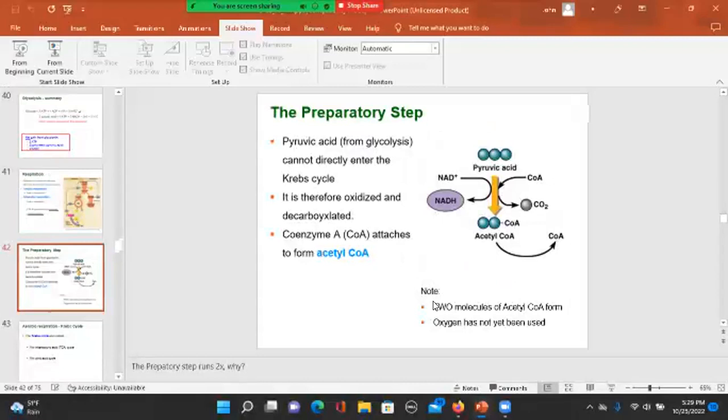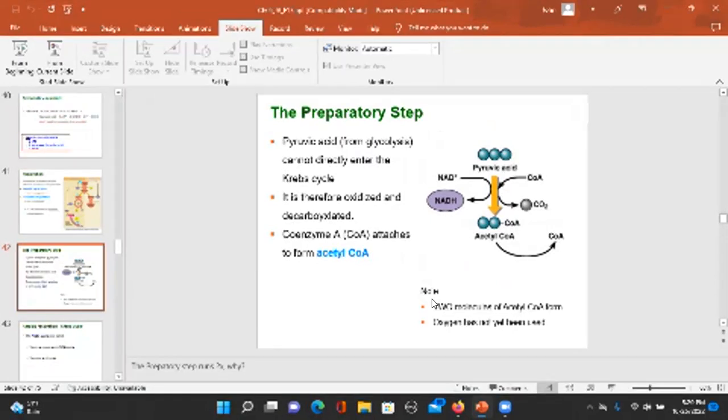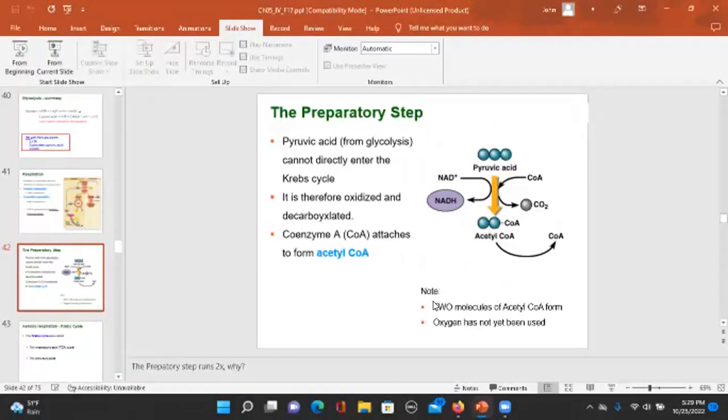Pyruvic acid cannot be used directly by the Krebs cycle. So the pyruvic acid has to be changed into acetyl coenzyme A. This coenzyme A binds to the pyruvic acid. CO2 is given off, meaning pyruvic acid is a 3-carbon molecule. Acetyl coenzyme A is a 2-carbon molecule. So the first carbon dioxide comes off of a molecule. And then NAD plus is converted to NADH by the preparatory step. Any question about any of that?